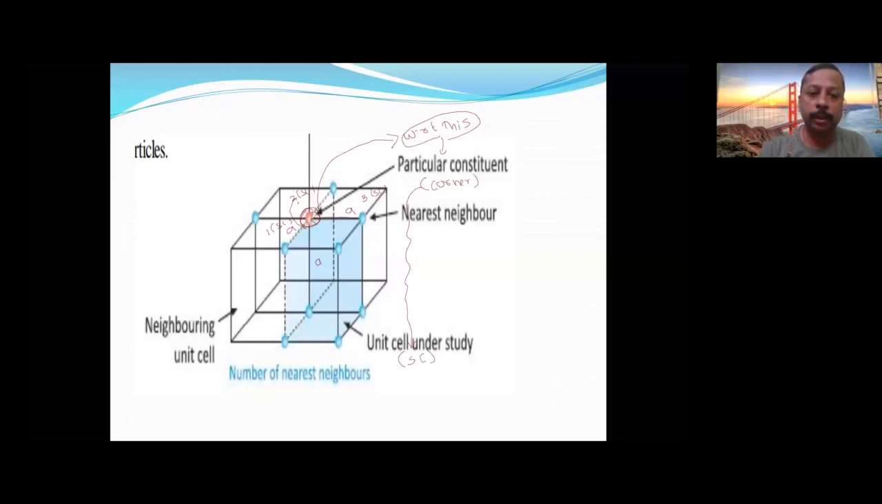Now the next neighbor will be this one. What will be the distance, and how many neighbors are there? That also we are going to study. So first make a clear diagram about this. This is the way you will understand the neighboring concept.